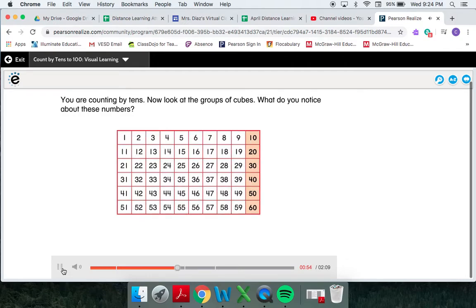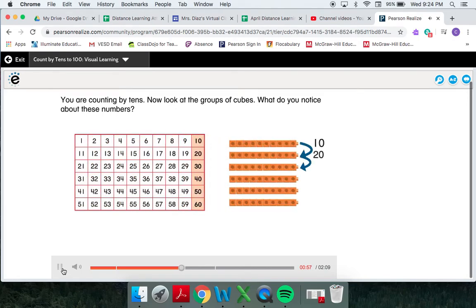Now look at the groups of cubes. What do you notice about these numbers? So the one thing that you're going to want to say here is that they had a cube for each number here in the 100 chart, and then they took those cubes and put them into rows here. So it's just a visual representation of this 100 chart. Because there's 10 in this row, there's going to be 10 cubes here. Hopefully your kiddo doesn't have to count those because we want them to know that if there was 10 here, there's still 10 here. They match.